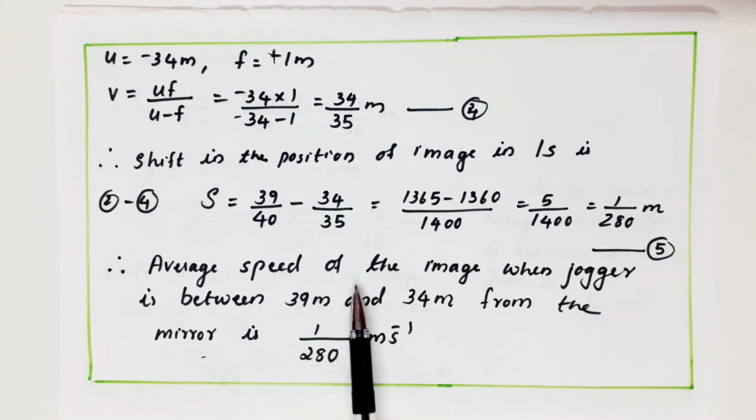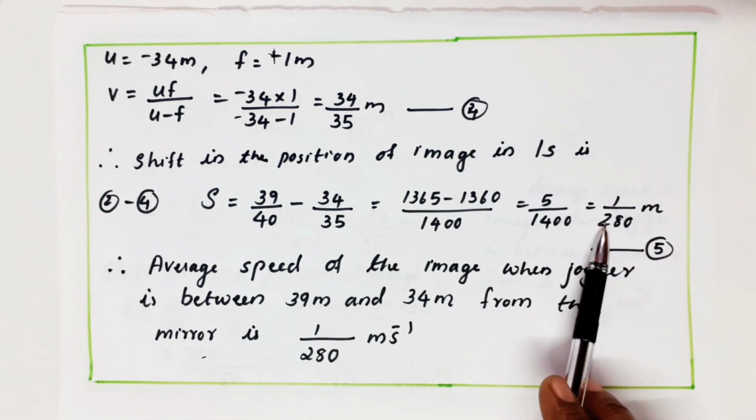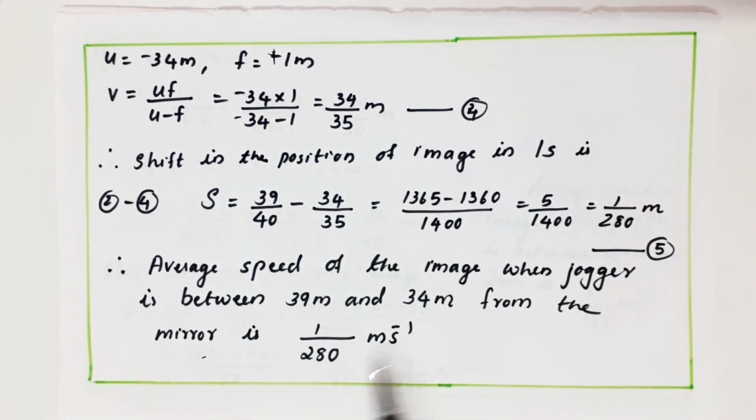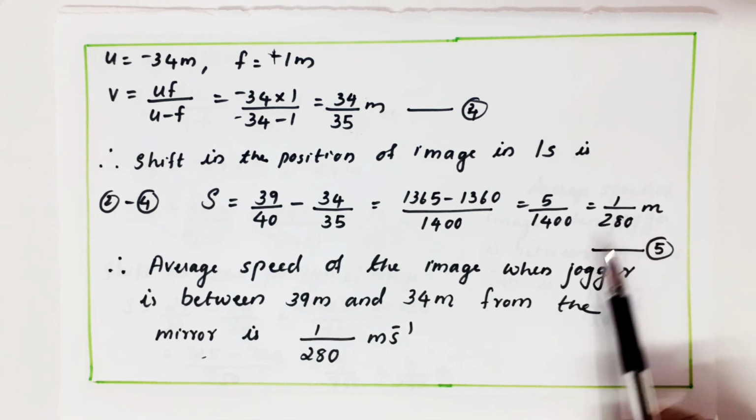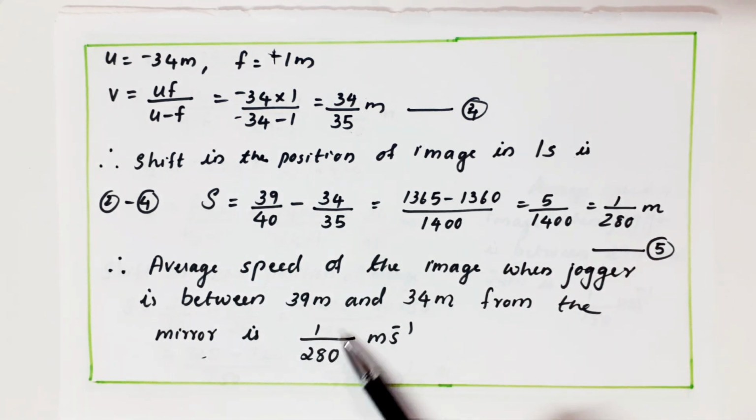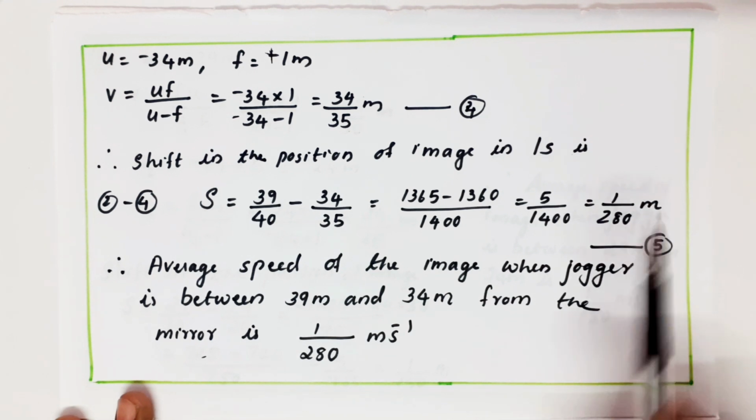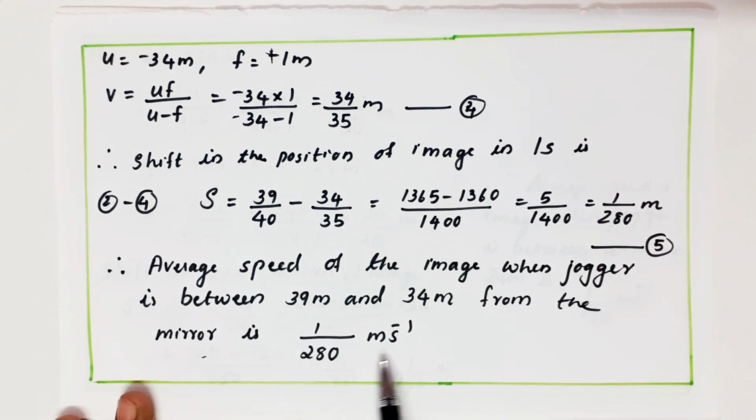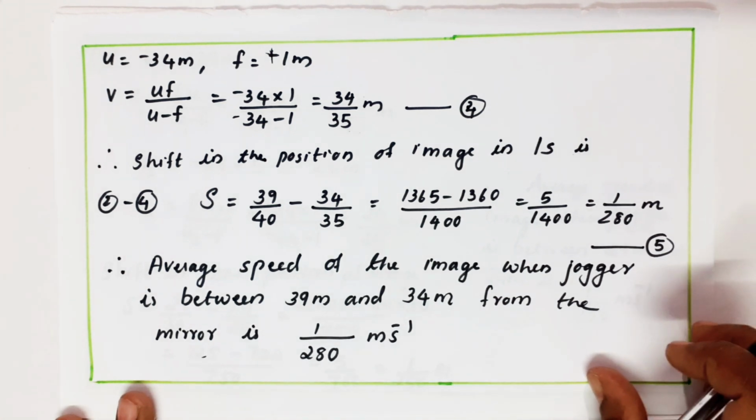If you want the average speed of the image when the jogger is between 39 meter and 34 meter, it is this distance shift divided by time. 1 by 280 divided by 1, that will be equal to 1 by 280 meter per second. So it is 1 by 280 meter per second.